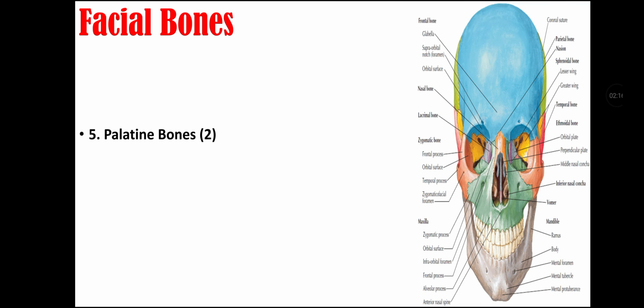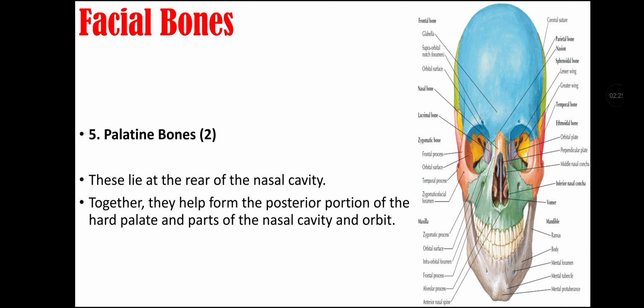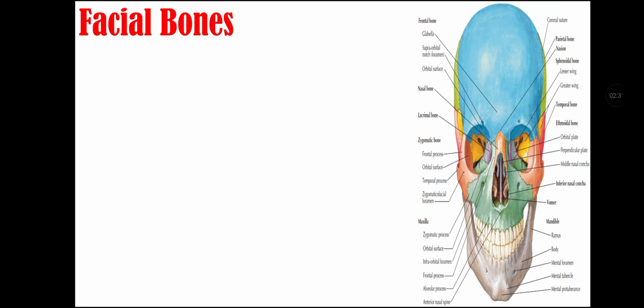Next facial bone we have is palatine bone, that is also a paired bone. That means there will be two palatine bones in every skull. They lie at the rear of the nasal cavity. Together they help form the posterior portion of the hard palate and parts of the nasal cavity and orbit.